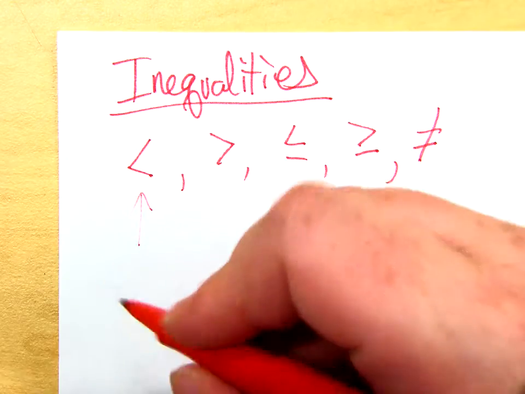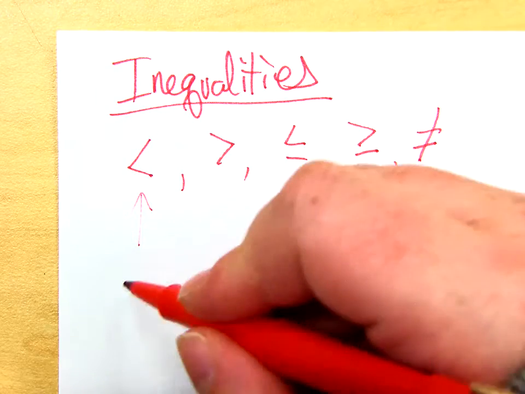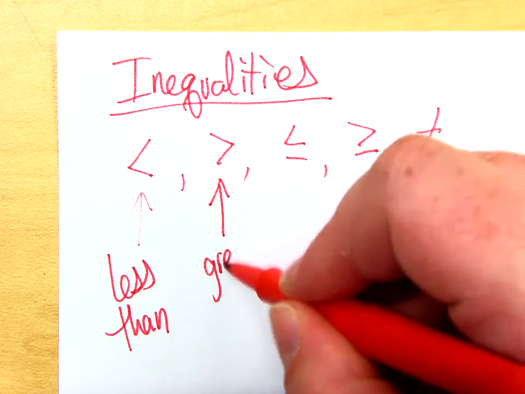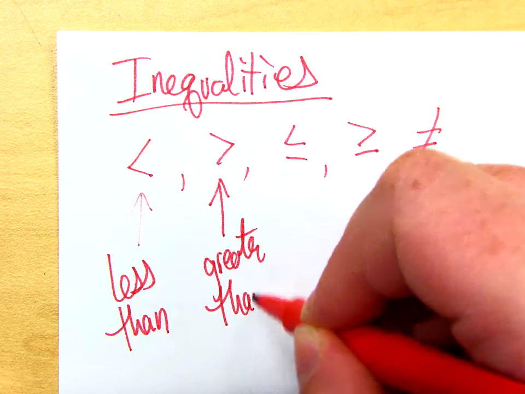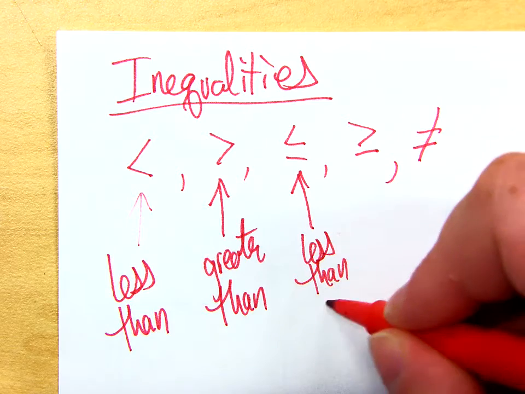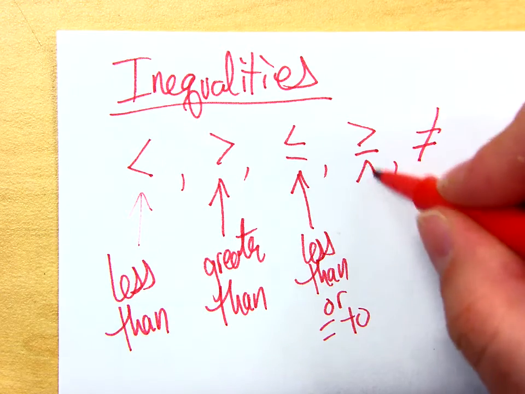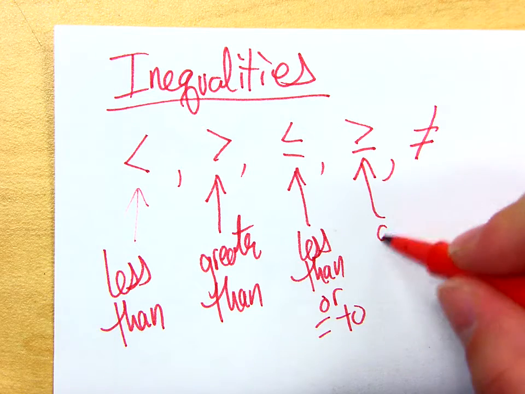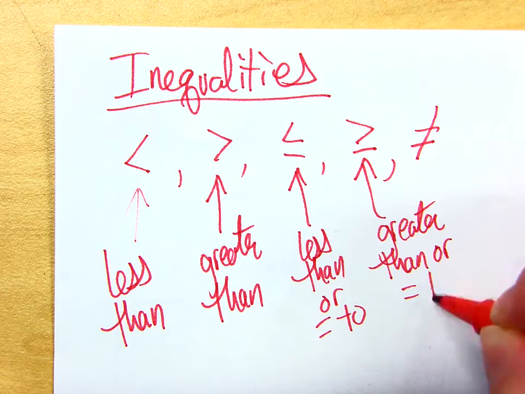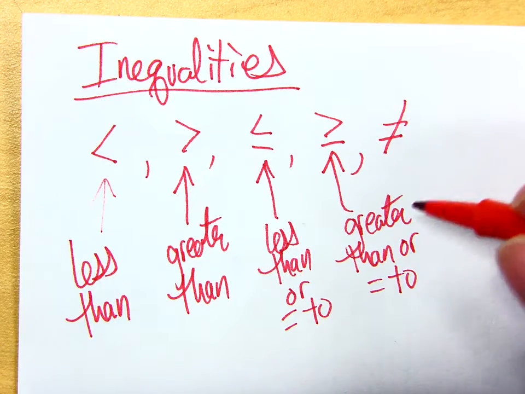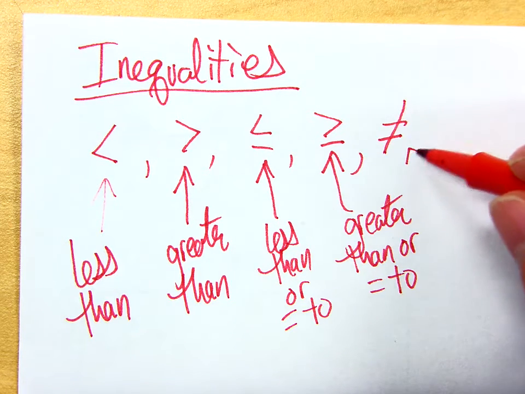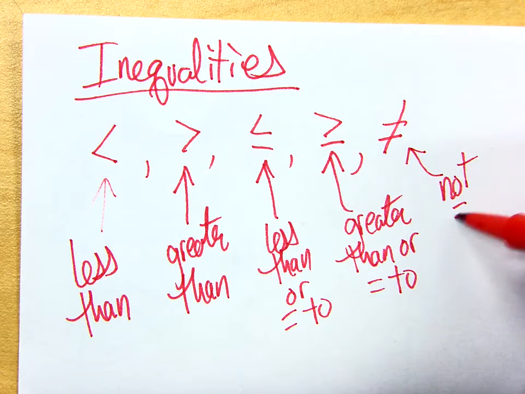As you read it from left to right, you would read it less than, greater than, this one's less than or equal to, greater than or equal to, and then what's this last one? You may not know this last one. Yeah, not equal to. It's just an equal sign with a slash through it, which basically just means not equal to.